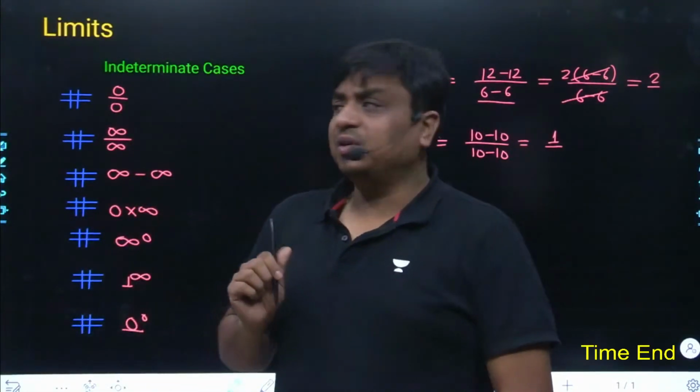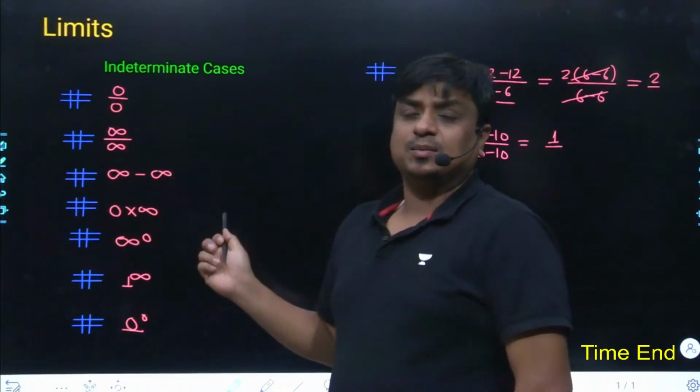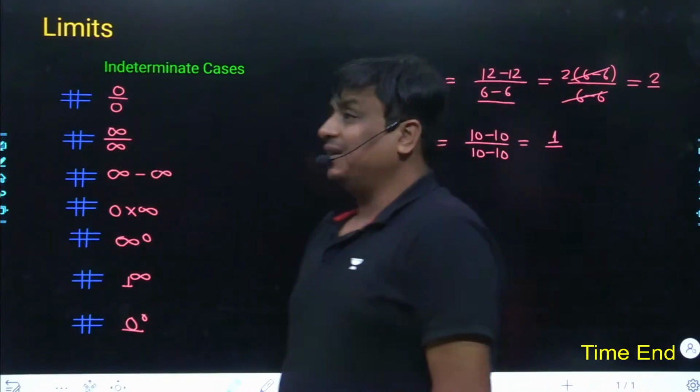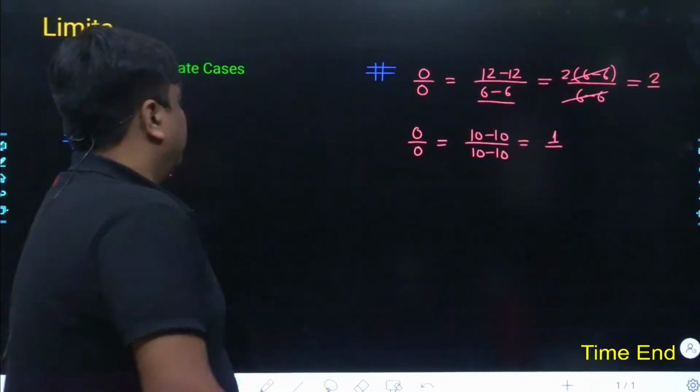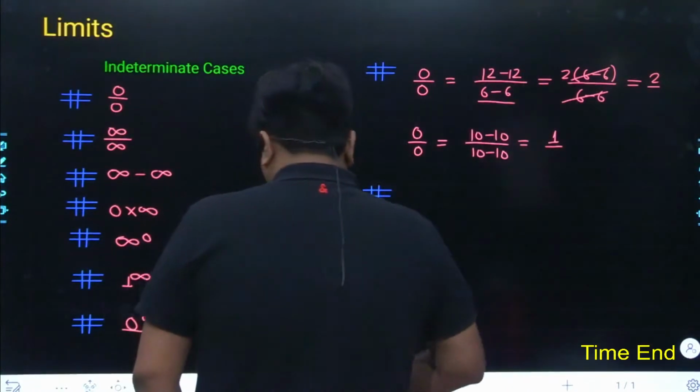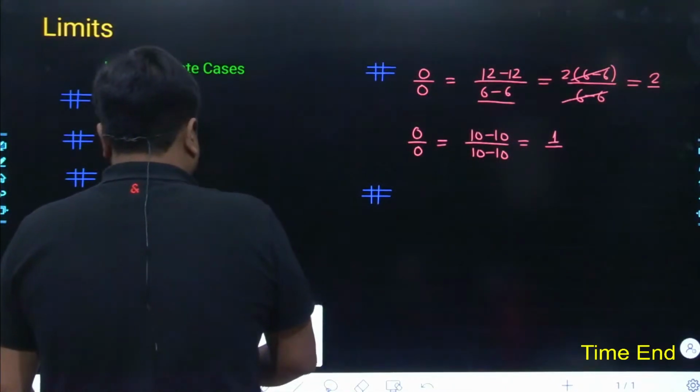The 7 cases which have been written over the digital board, they all are indeterminate cases. What does it actually mean? You can take a few examples, and with the help of those examples, I would be able to teach you in a better way.